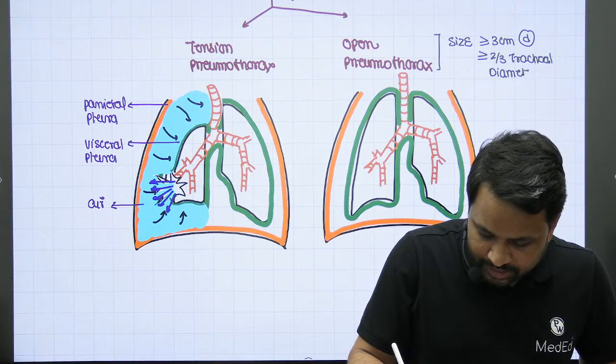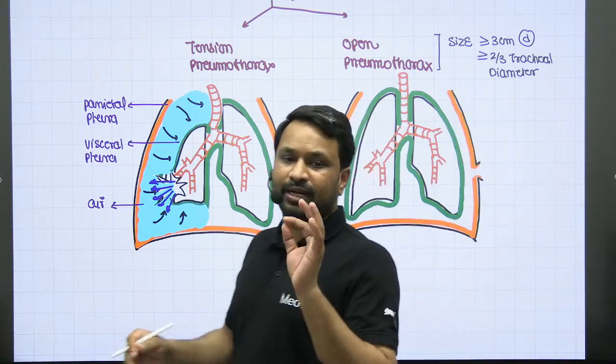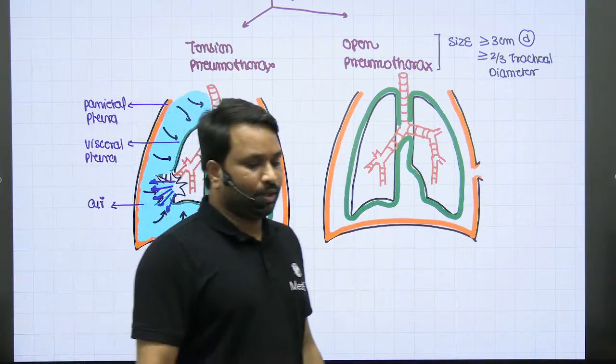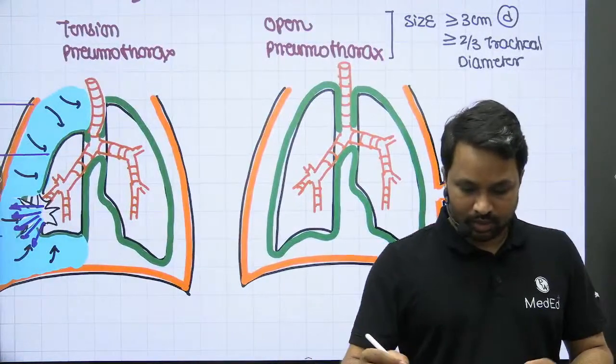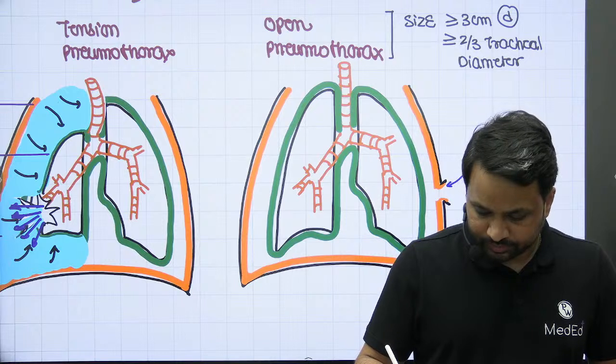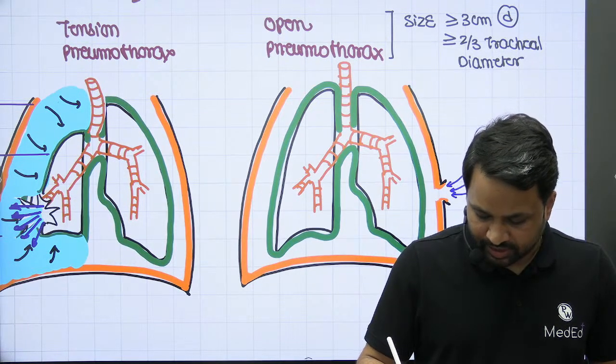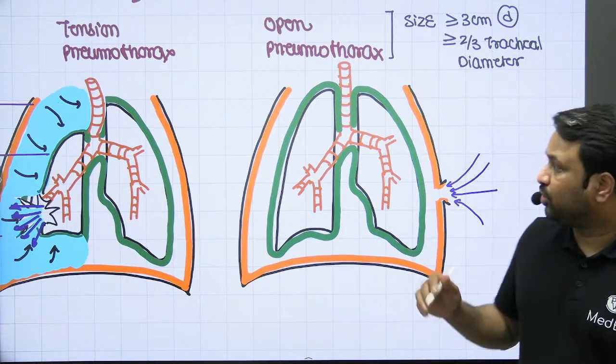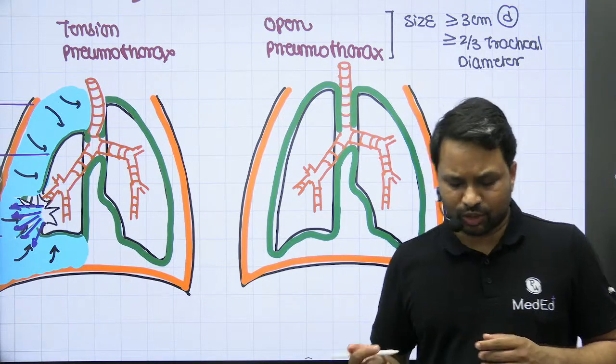If any one of these criteria is satisfied, then it is bound to develop an open pneumothorax. Okay, so what is going to happen, the air is going to be sucked from the external environment because of the negative pressure. So you have intrathoracic negative pressure, so obviously it is going to pull the air in.